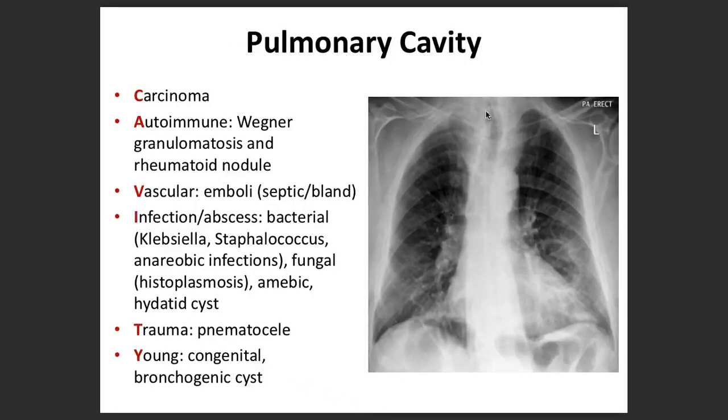So the pulmonary cavity. What else do you see? So this is what I call a cavity. Cavity stands for carcinoma, autoimmune disease like Wegener's granulomatosis or rheumatoid nodules, vascular like emboli, septic or bland, or otherwise infection or abscess. For the bacterial, like Klebsiella, Staphylococcus, and TB infections, T for trauma, or even in some of those young patients of congenital heart disease or bronchogenic cysts as well, pulmonary cavity.